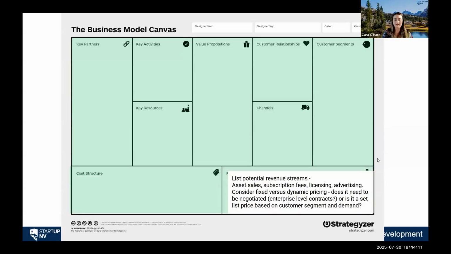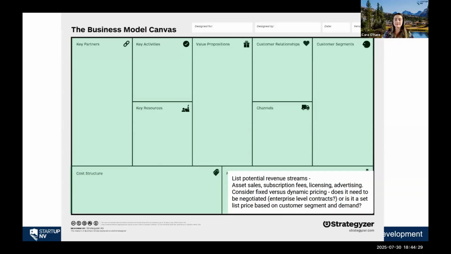All right, now we're gonna focus on revenue streams. Again, no money, no actual financials here. But think about all the different ways that you want to make money. And I love this box because you get to be really creative. Sometimes it's not just about selling the product.